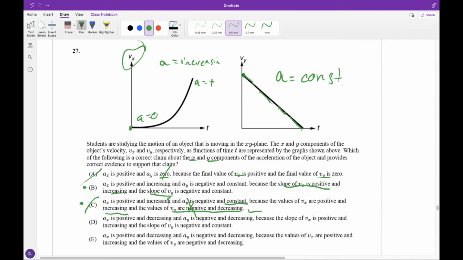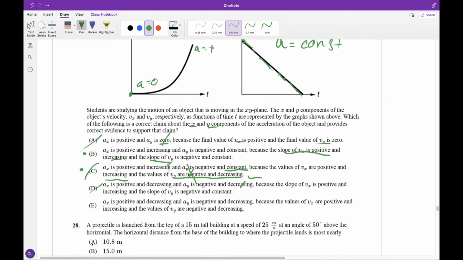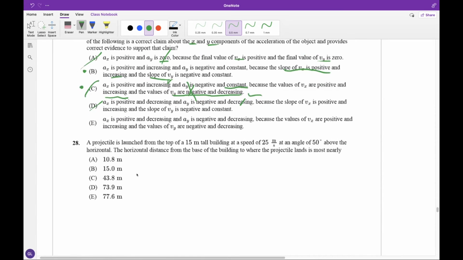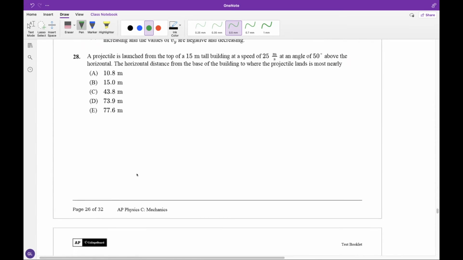All right, so Ax is positive and decreasing. Okay, not true because the slope is increasing. Ay is negative and decreasing. No, we said the acceleration is constant. So again, no. Okay, I think we get the gist for this question here. But if you want me to talk about E, let me know in the chat. All right.